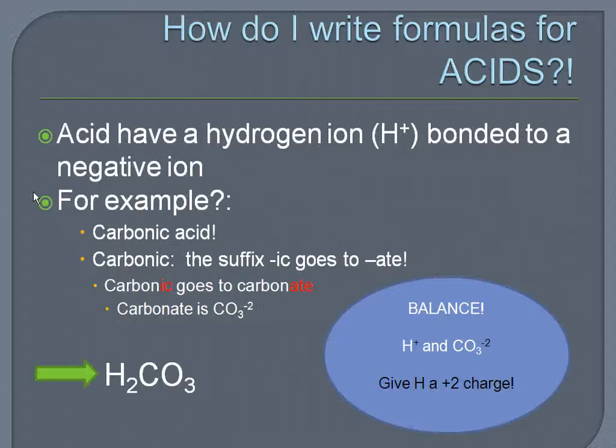How to write formulas for acids? An acid has a hydrogen ion that has a +1 charge and is always bonded to a negative ion.